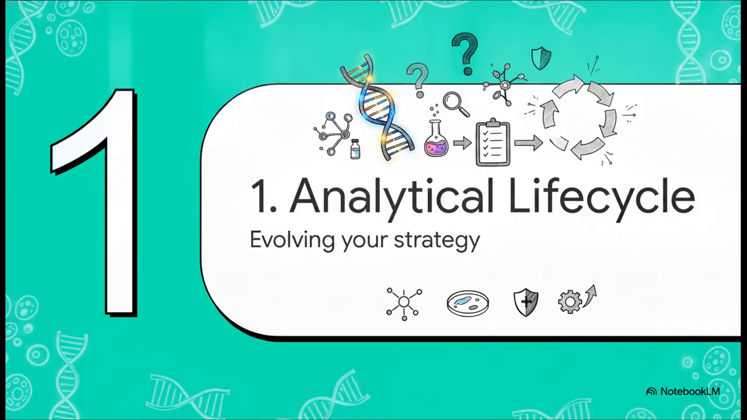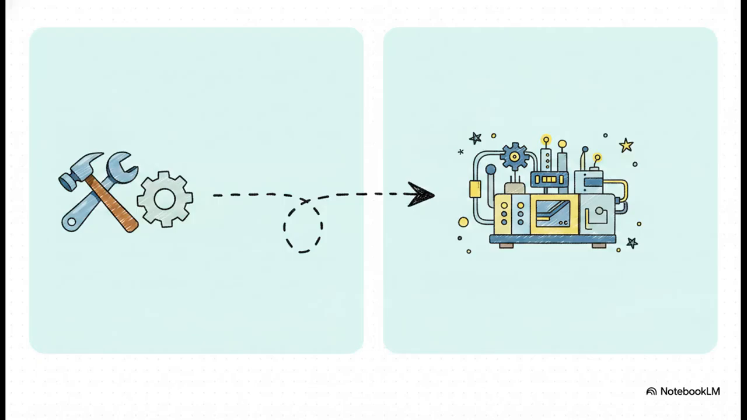All right, kicking things off with Section 1, the analytical lifecycle. When we talk about analytical strategy in cell and gene therapy, we really have to shift our mindset. We aren't just ticking boxes on some generic compliance checklist here. Analytical methods exist to answer very specific quality questions about the product, like what is it? Is it pure? Is it safe? Does it actually work? And to answer those questions throughout development, our methods have to evolve.